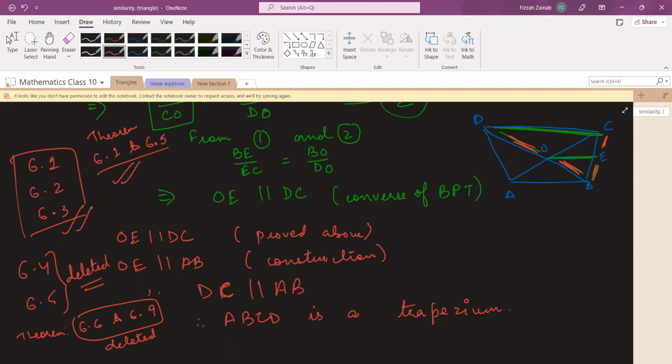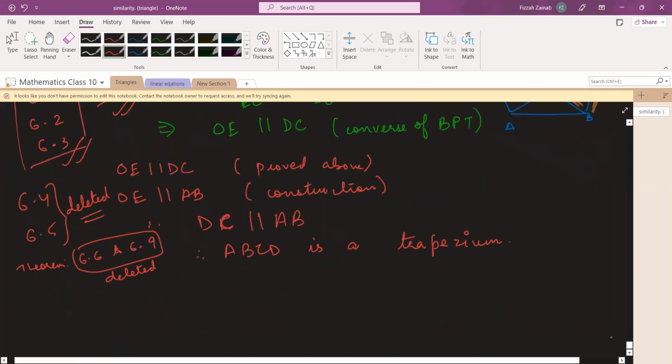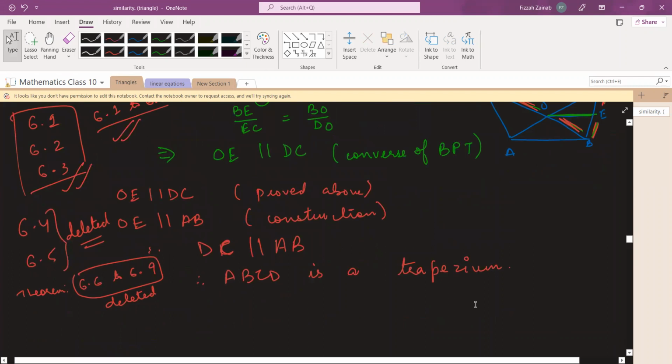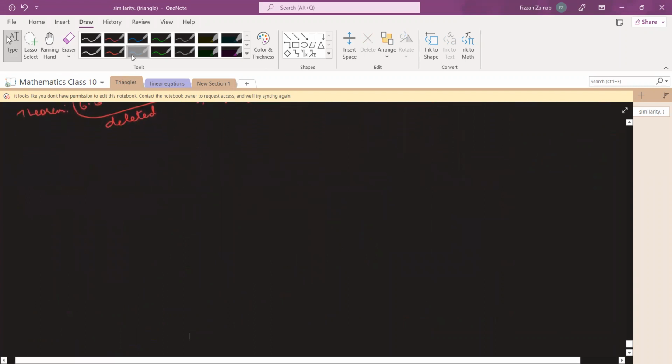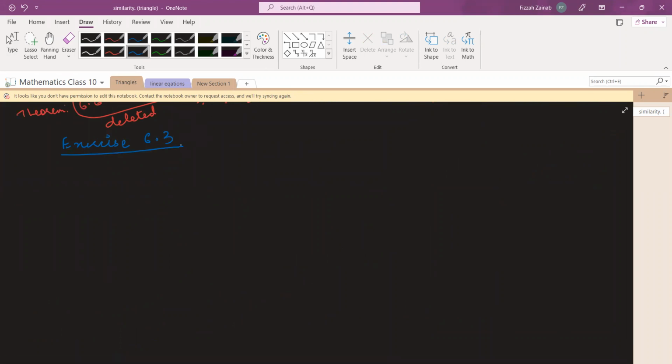Okay, so let us go to exercise 6.3 now. Before this, you have to study certain theorems. The proofs of these theorems are not important. Proofs will not be asked in the exam, but you should understand what the theorems are that you are going to use here.